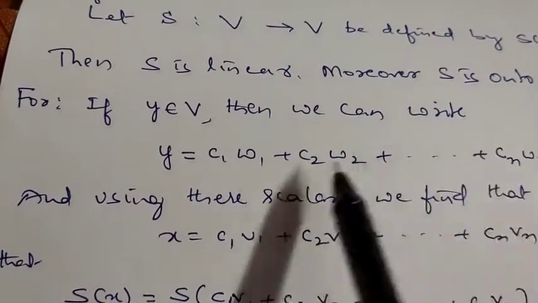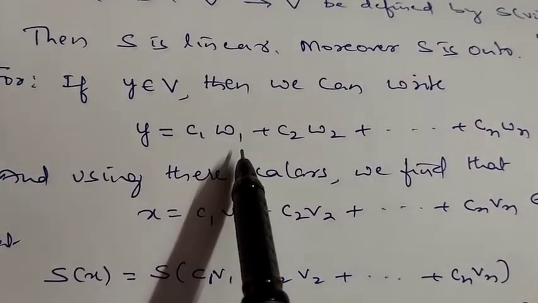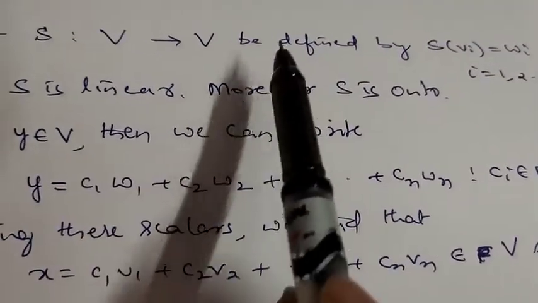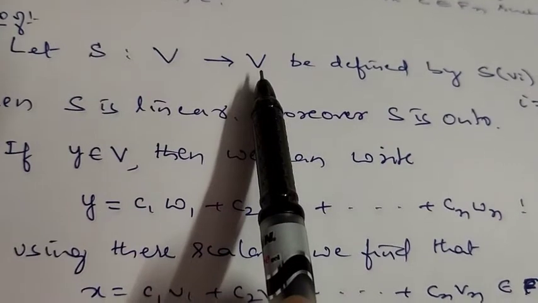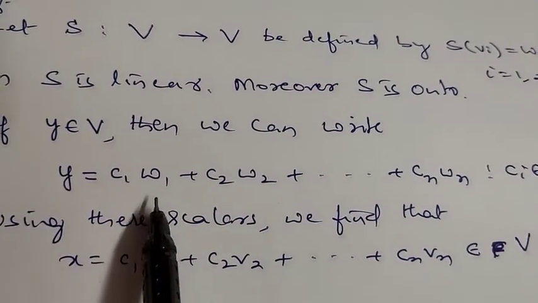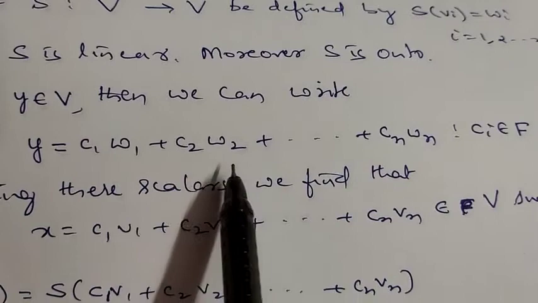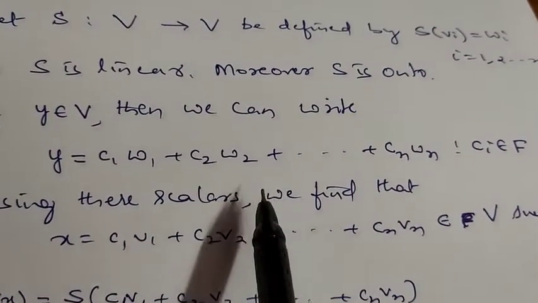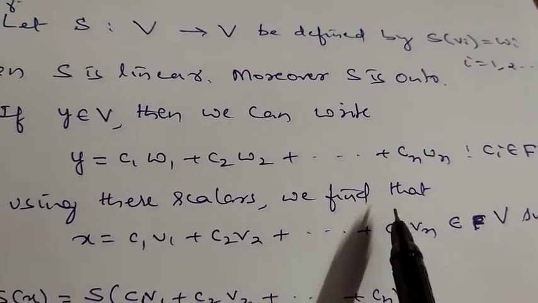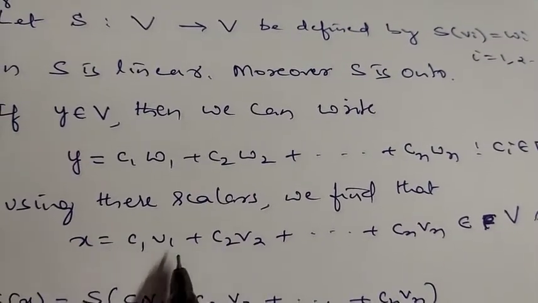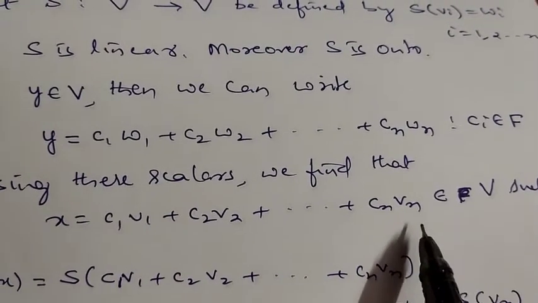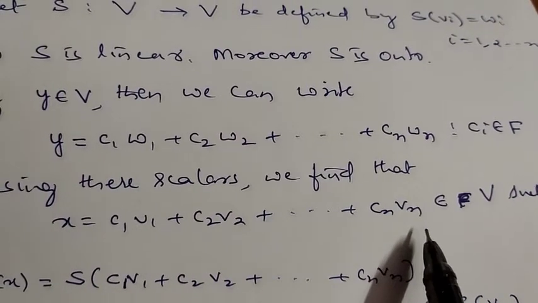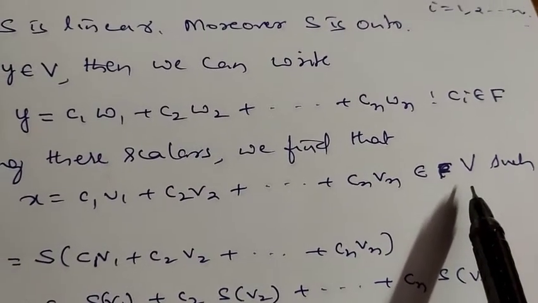Then y can be written as y is equal to C1 W1, C2 W2, etc., Cn Wn, because y we have taken from the codomain set V, where Ci belongs to F. And using these same scalars we can find that x can be written as C1 V1, C2 V2, etc., Cn Vn. This x certainly is a linear combination of basis elements V1, V2, etc., Vn, and therefore it belongs to V.